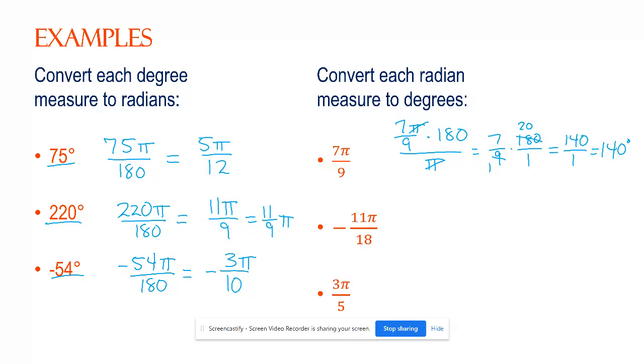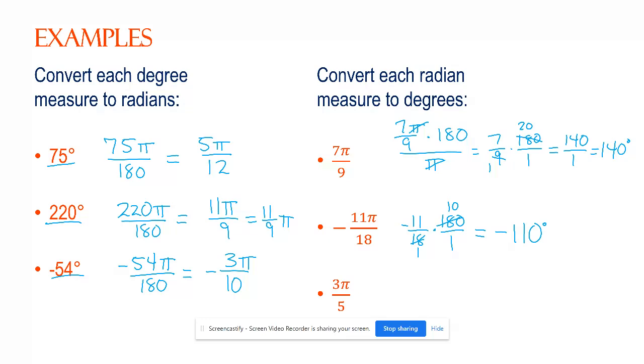For the next two, I'm just going to skip that first step because I know pi cancels out. I'm going to be left with this fraction, in this case, negative 11 over 18. I'm going to multiply it by 180. I'll put that over 1 and do my cross canceling. I divide those both by 18 on this one, and I will get 10 on top. I know I'm just going to have a 1 on the bottom, so I don't really need to worry about that. I'm just going to take negative 11 times 10, and I will get negative 110 degrees.